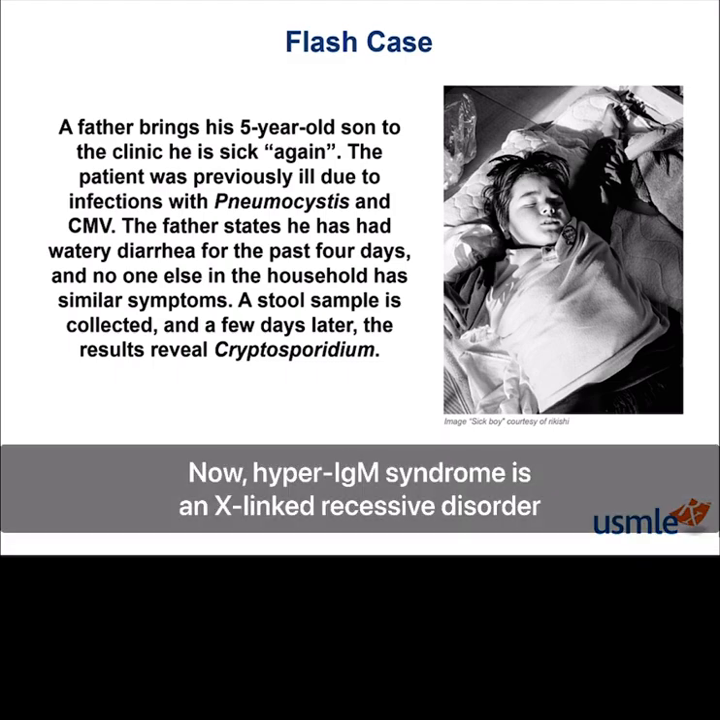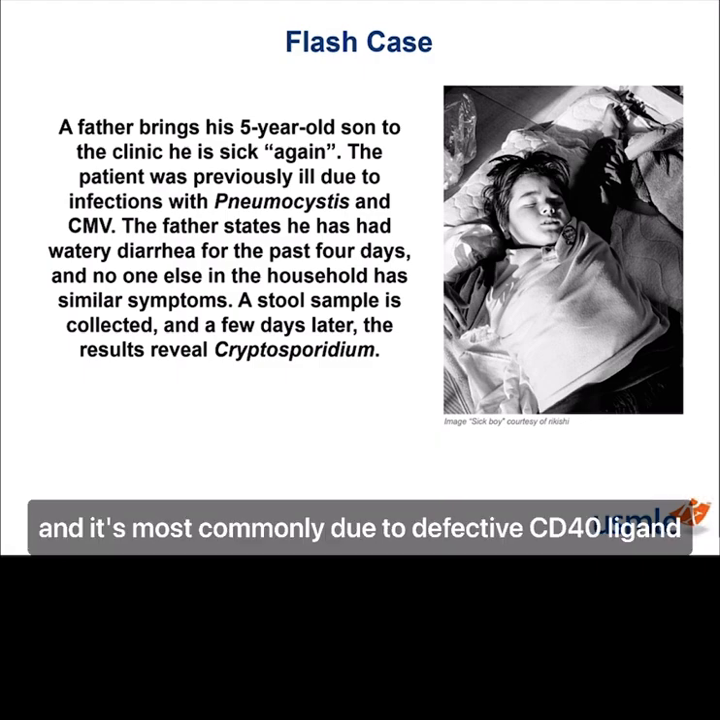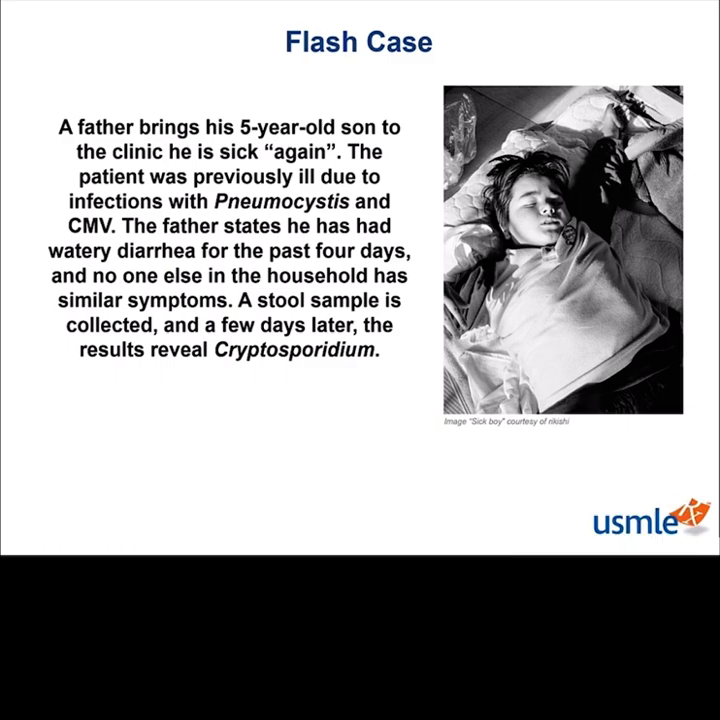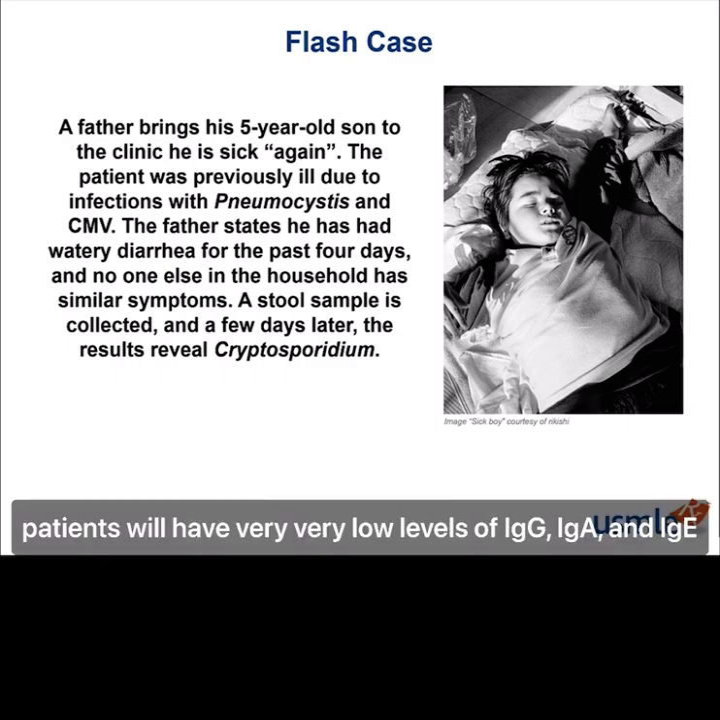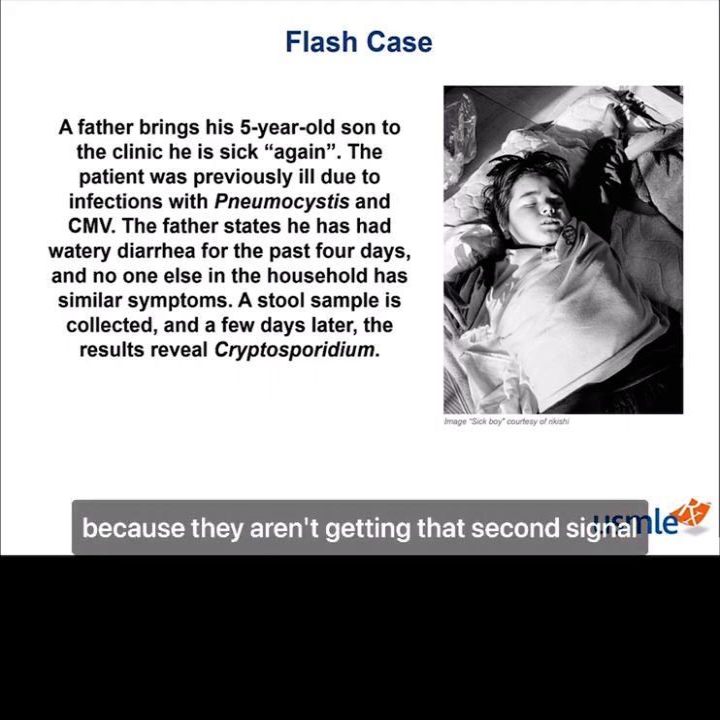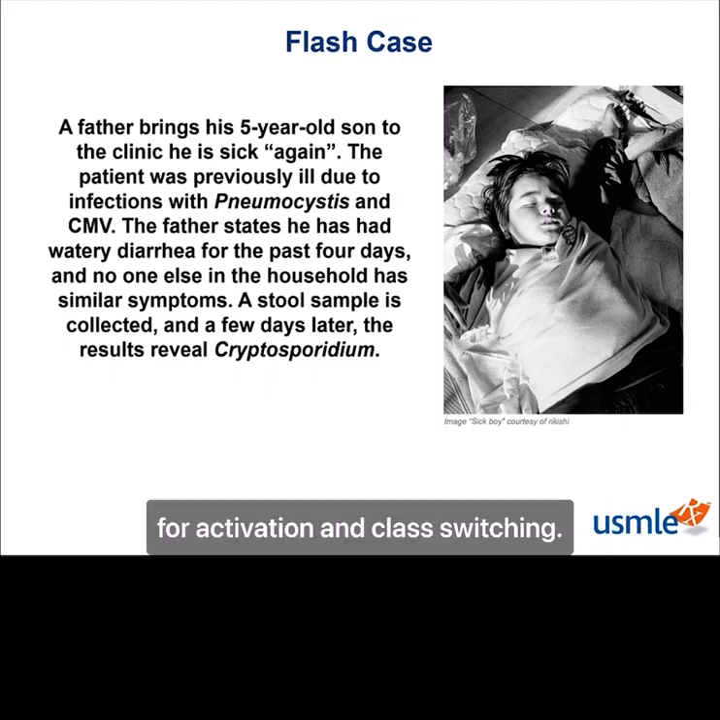Now, hyper-IgM syndrome is an X-linked recessive disorder, and it's most commonly due to defective CD40 ligand on the helper T cells. Because of this, patients will have very, very low levels of IgG, IgA, and IgE because they aren't getting that second signal for activation and class switching.